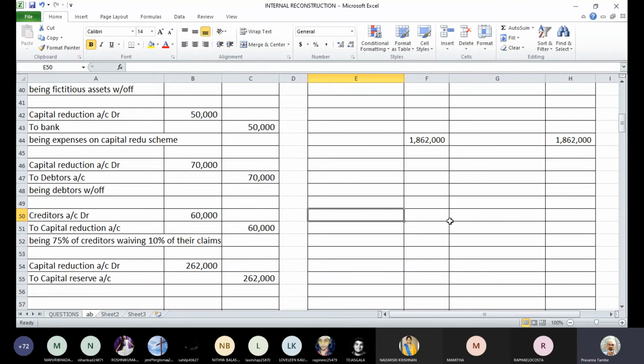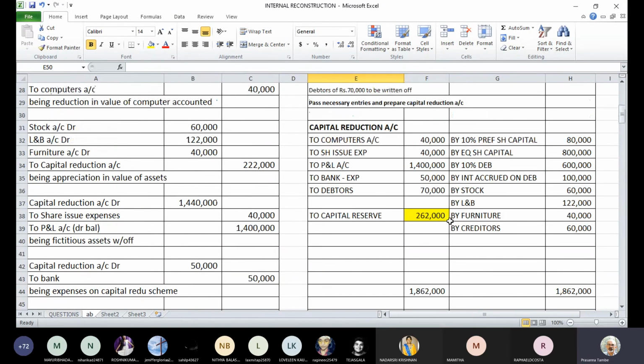Have you written this account completely, capital reduction? Have you completed all the journal? All journal entries are also done. Nothing left in journal entry. What about capital reduction account? Everything is completed in capital reduction account also?